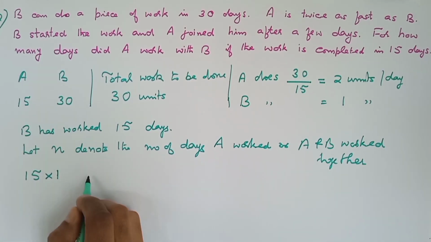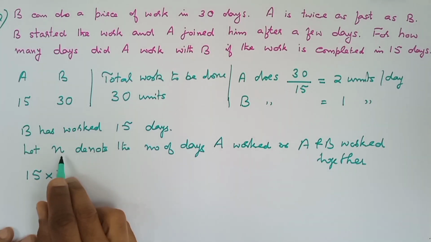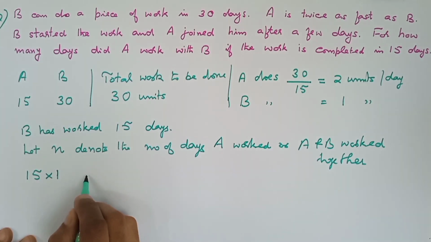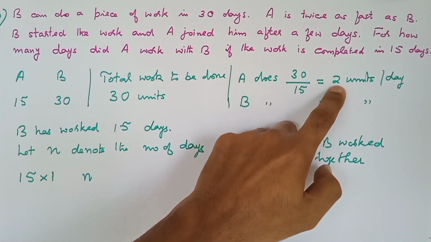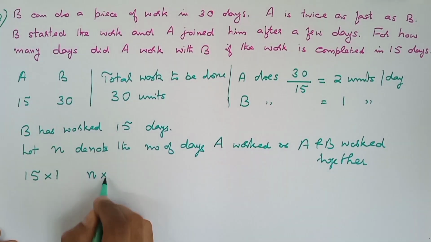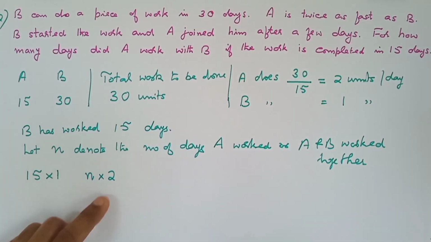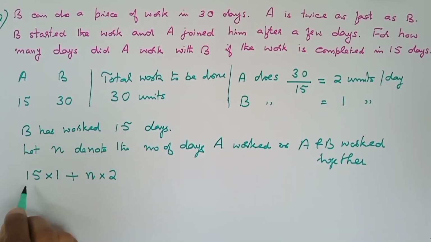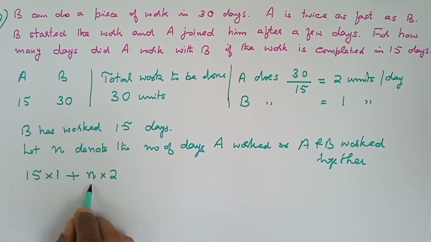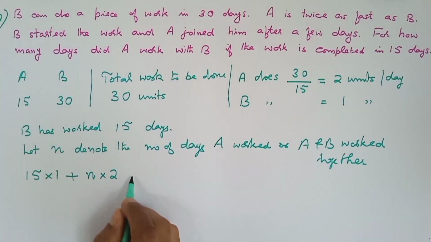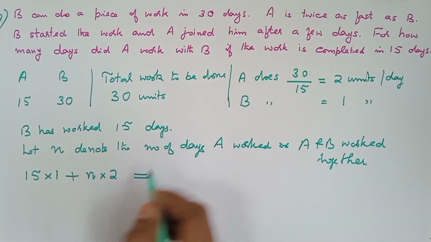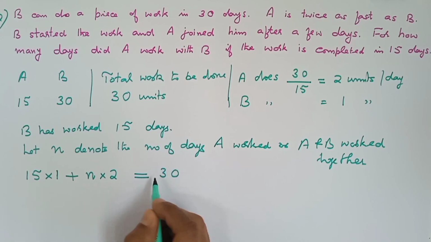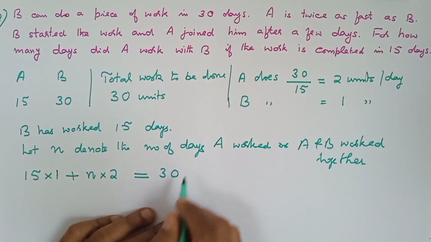Now let's work out total amount of work A has done. A is assumed to have worked n number of days, and per day he does 2 units. So n into 2 will be the contribution of work done by A in the work totally. So this is what B does totally, this is what A does totally. So the total work is over, and the total work is assumed to be 30. You got a simple equation in n.